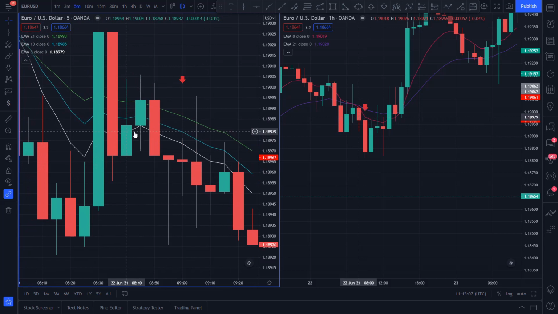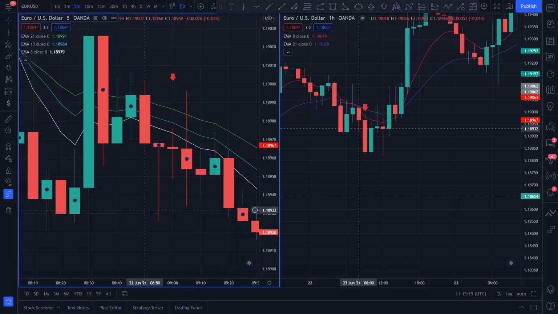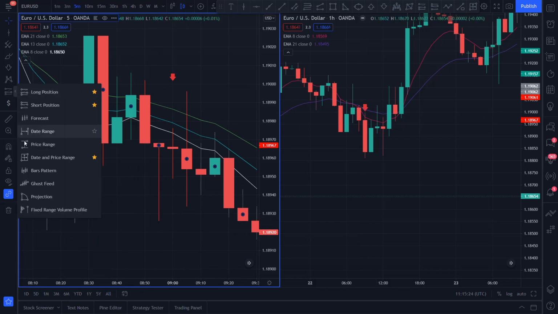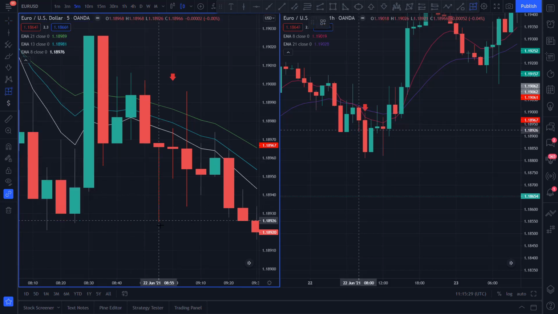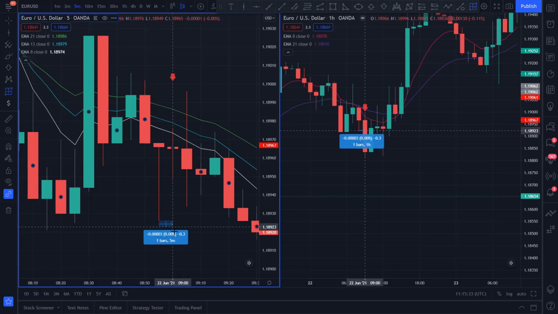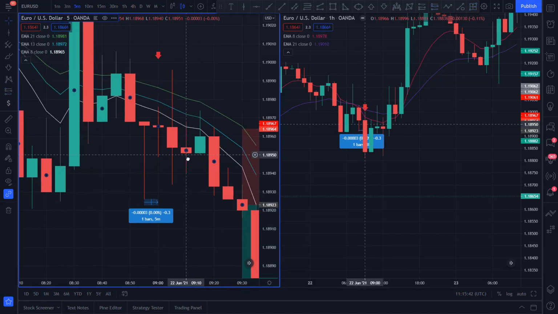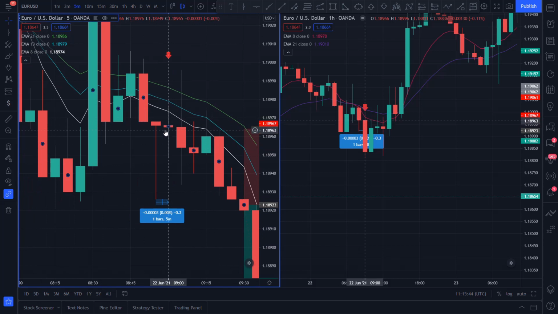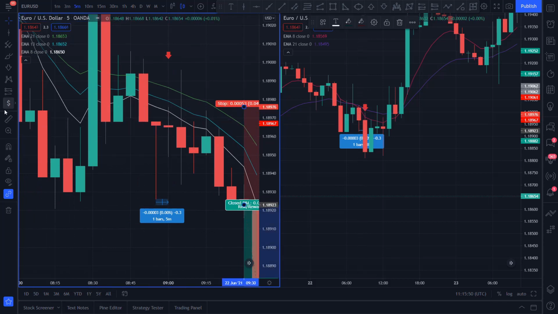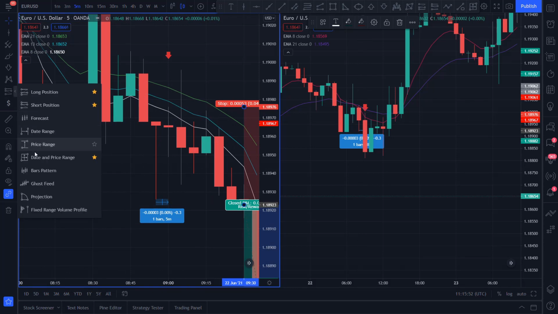1, 2, 3, 4, and 5. And you're going to place your entry point 3 pips under the lowest point of those 5 candles. So use again the date and price range tool. Click onto the lowest point and count down 3 pips. That is going to be your entry point. For the stop loss, you are going to place it just 3 pips above the trigger candle. So let's count 3 pips.